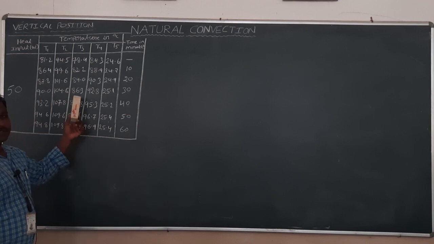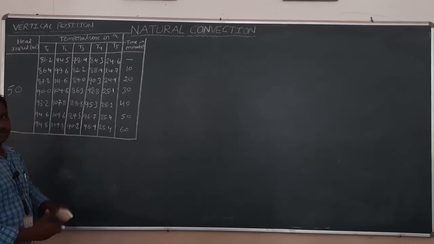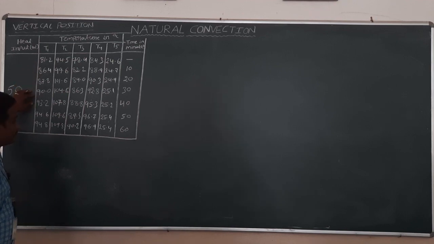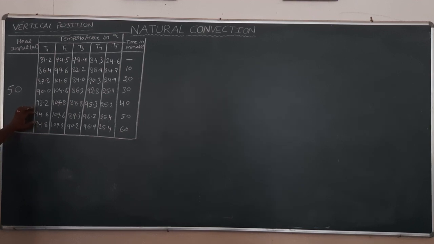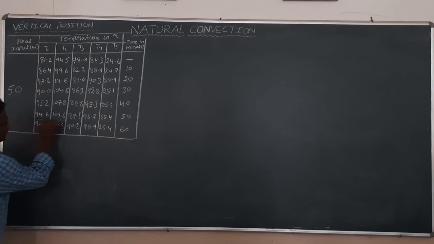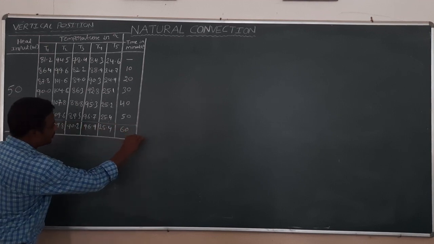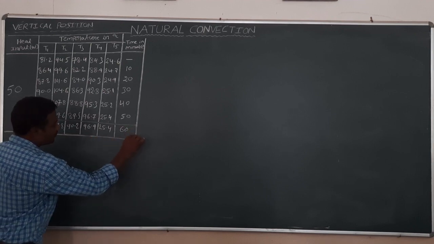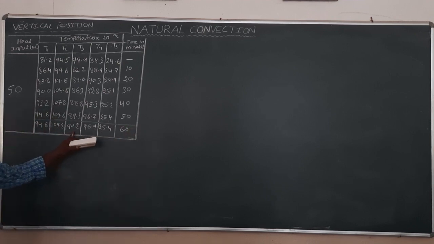These are the values recorded at the time of experimentation. The values are recorded at each interval of 10 minutes only, and observe the last two readings here. In the last two readings, the temperature value variation is very low, so that's why we considered this the steady state condition, and we are going to calculate the heat transfer coefficient for these temperature values.